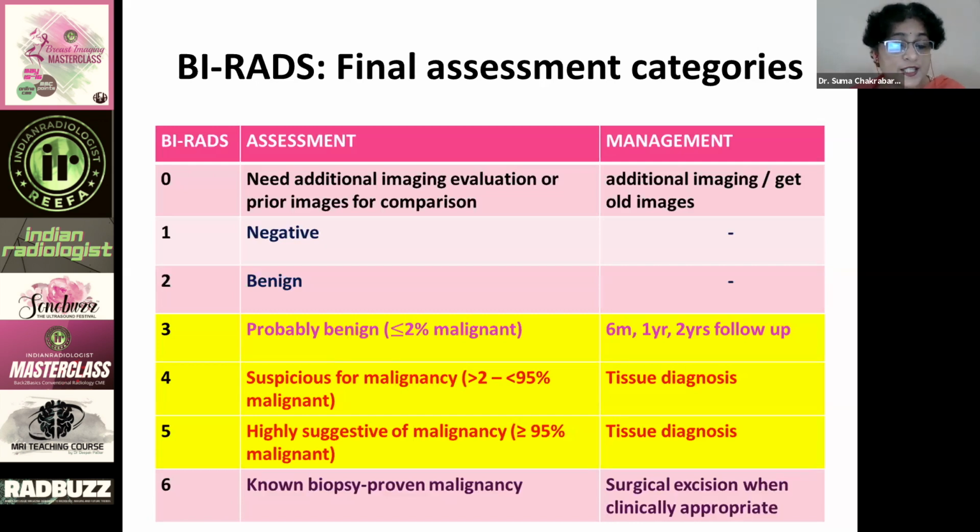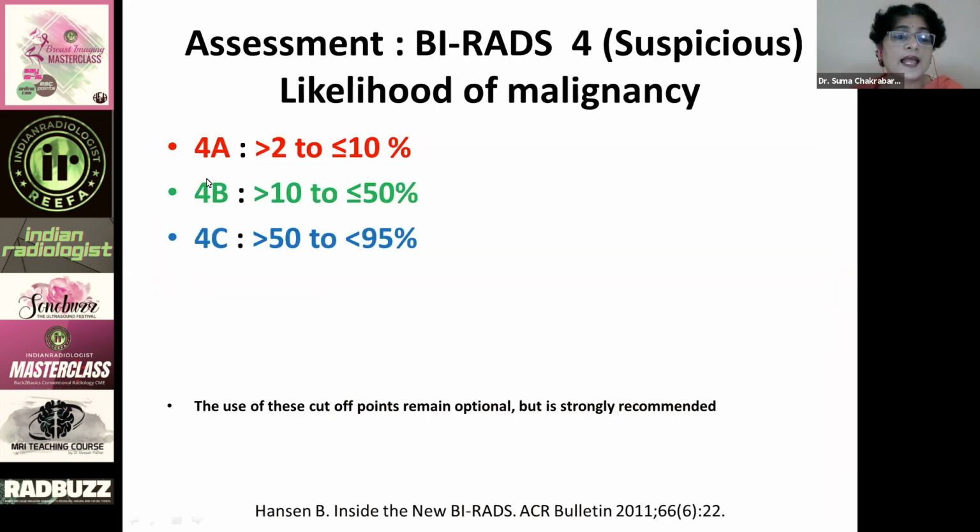4 means it is suspicious for malignancy. 5 is highly suggestive of malignancy. So both 4 and 5 categories need a biopsy. And 6 is when the patient comes to you with the result of the histopathology, and it shows already a proven breast cancer. For those of you who are new to this, try and remember that 2 is benign, 3 is probably benign, you're not worried about it, but you're keeping for follow-up. 4 is suspicious, and 5 is really suspicious, and both of these categories need biopsy to be done. And then 4 is further categorized into A, B, and C, depending on the likelihood of malignancy, the likelihood of malignancy increasing from 4A to 4C, okay?